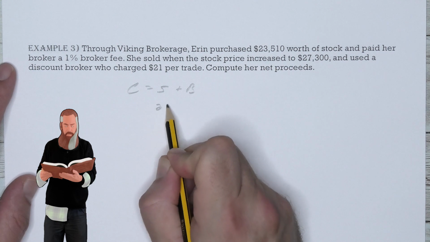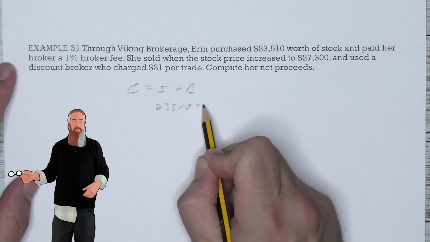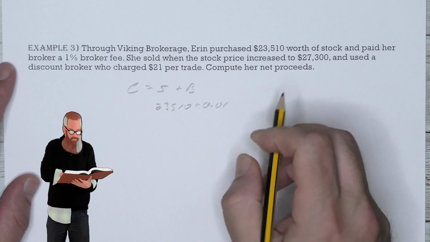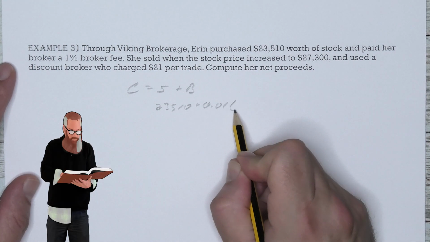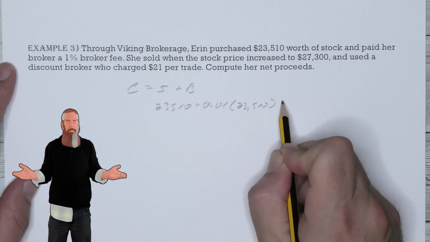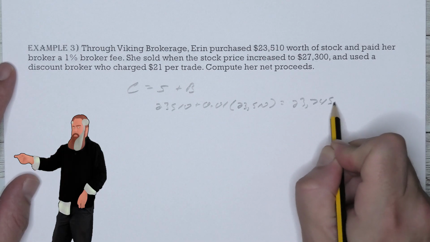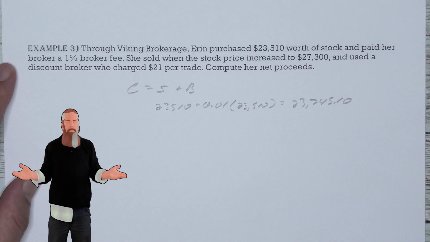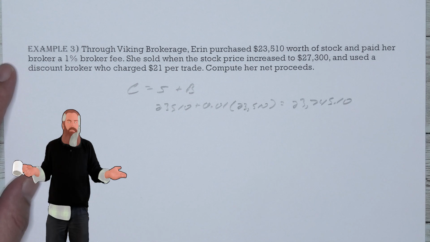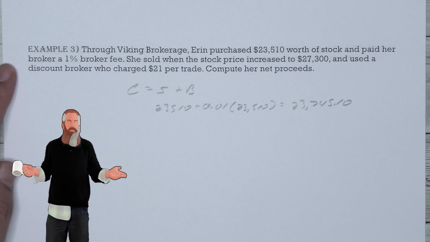This means we're going to be looking at $23,510 plus 0.01, her fee, times 23,510. And this is going to give us $23,745.10. Now, when Erin sold the stock, the brokerage fee was deducted from the sale price. We need to find her proceeds.